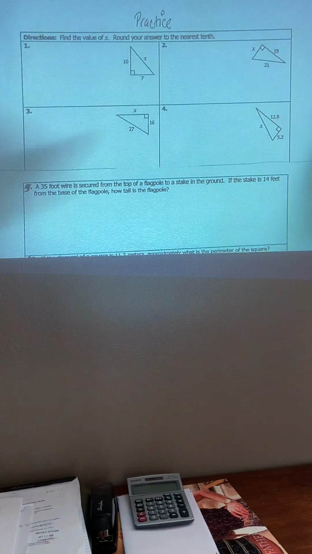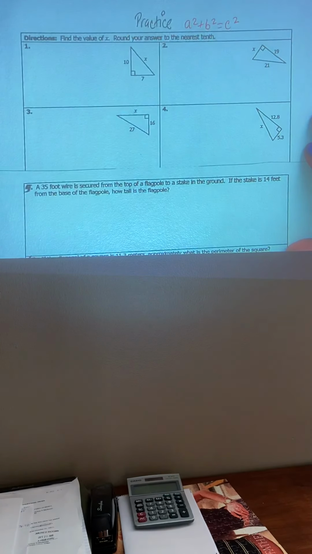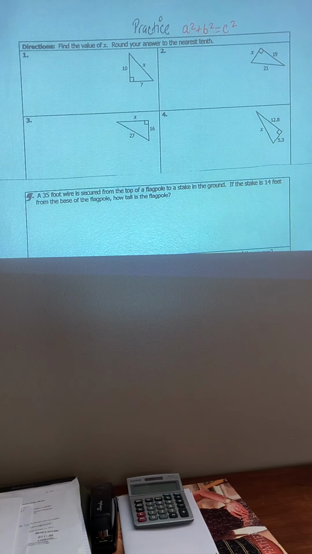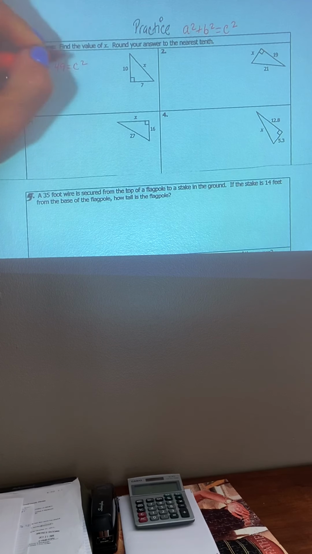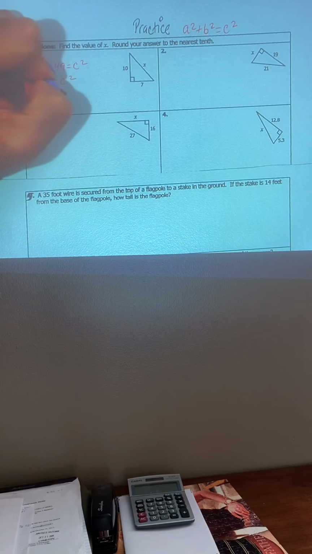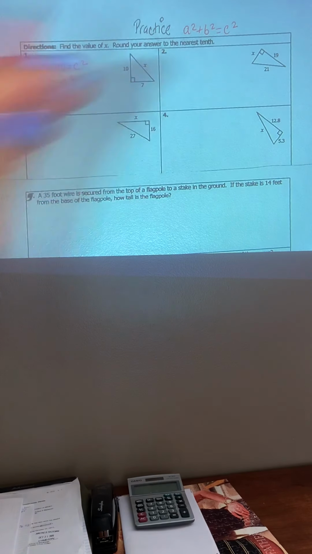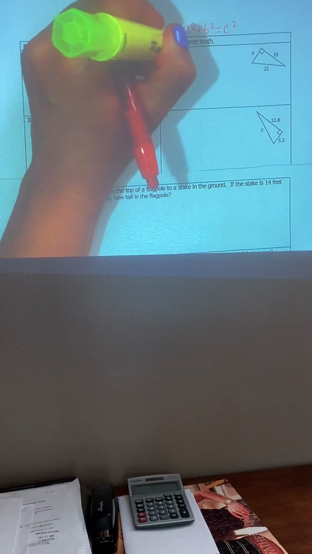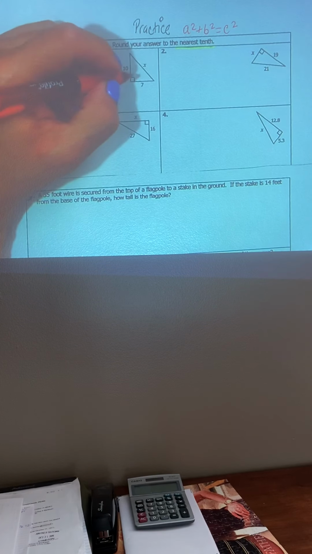So a squared plus b squared equals c squared. Let's write that. And let's do a couple of these problems. Okay, find the Pythagorean theorem. So 100 plus 49 equals c squared. That's c squared is 149. So c equals the square root of 149, which is 12.2. Remember, you have to round to the nearest tenth. Okay? So c equals 12.2.